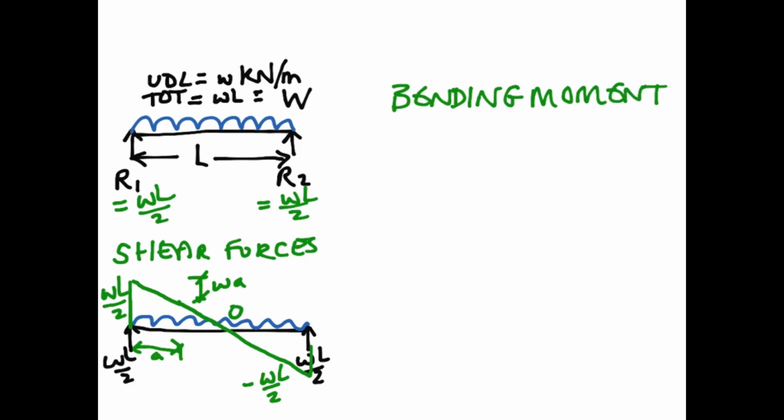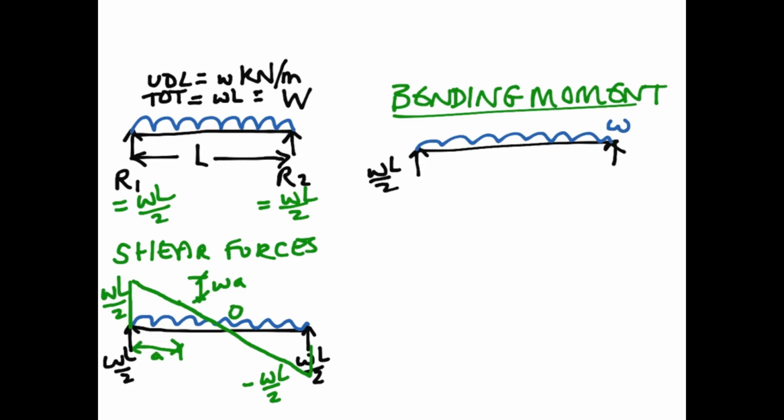Okay, and let's underline that. Right, and we'll draw our bridge simply again, which has a span of length L. It has a UDL on it of W. It has reactions of WL over 2 each, and at midspan we are a distance of L upon 2 from the support.